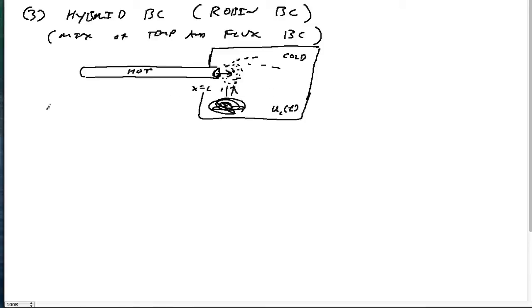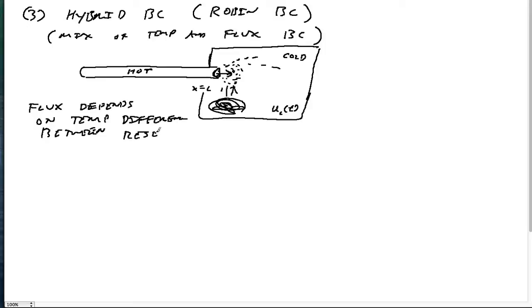So what we're talking about here is a condition where the flux depends on the temperature difference between the reservoir and the end temp, u of x equals L, t. Now obviously we can do another one on this side, but once we do it on this side you can get the idea here. And so we can write this down as follows.